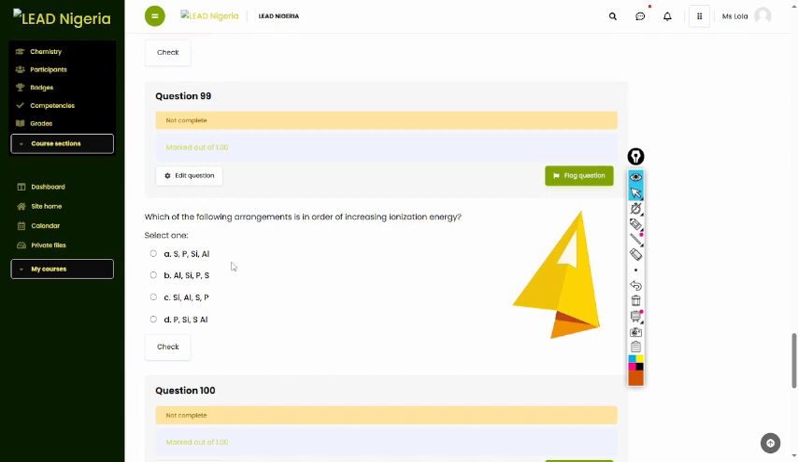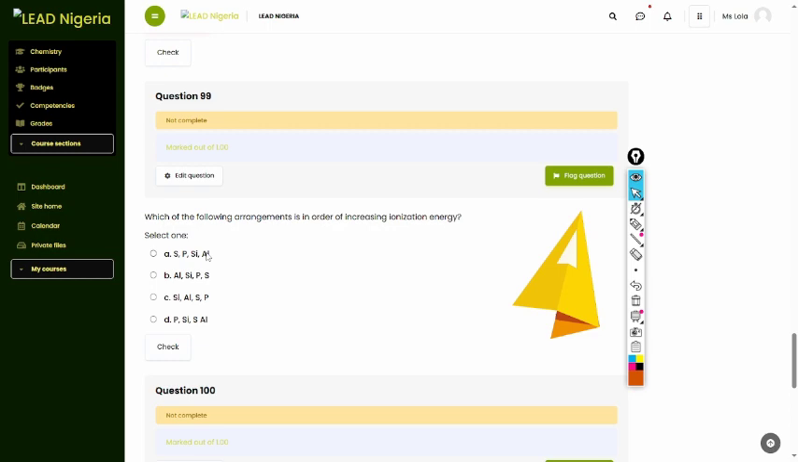Which of the following arrangements is in order of increasing ionization energy? Now, all of these elements belong to the same period but different groups. So what is the trend of ionization energy as the groups change across the period? So across the period, ionization energy increases because the nuclear charge, which is also the number of protons in the nucleus, increases as the atomic number increases.